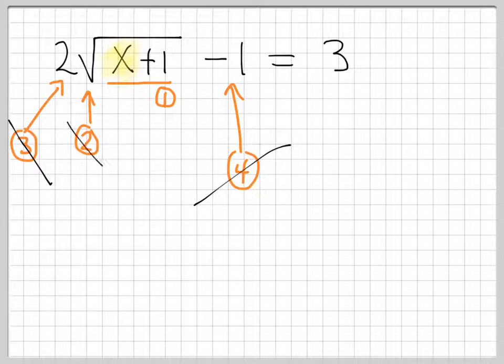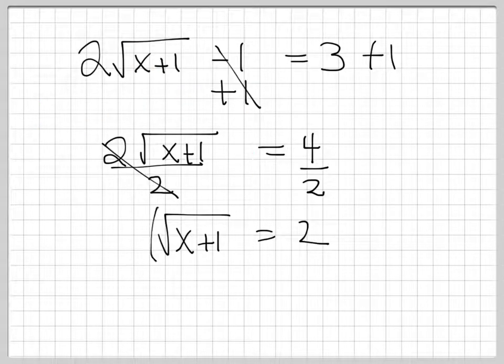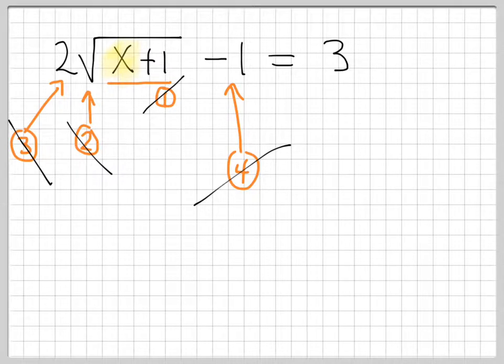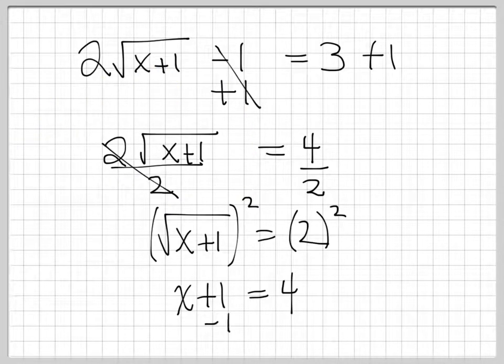Now cross off number 2. 2 is the square root, so square both sides, and you get x plus 1 equals 4. And now cross off number 1. The opposite of adding 1 is subtracting 1. And that gives us that x equals 3.